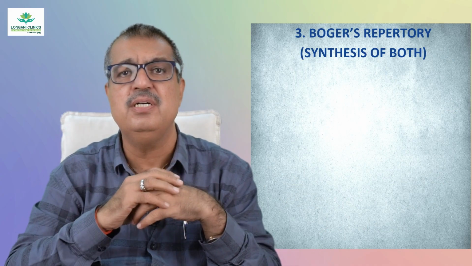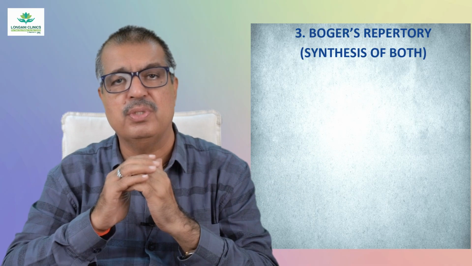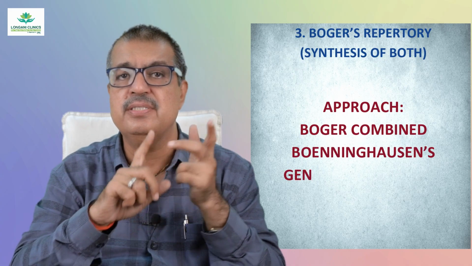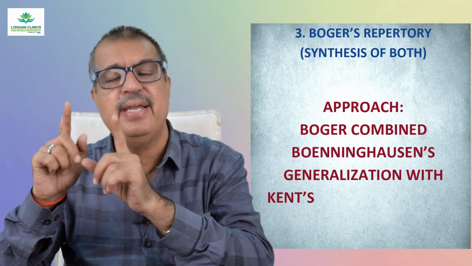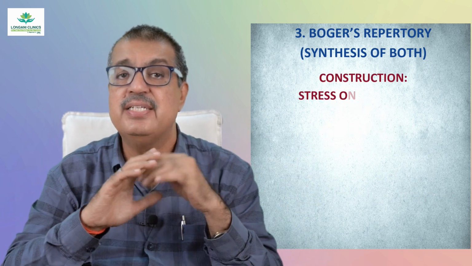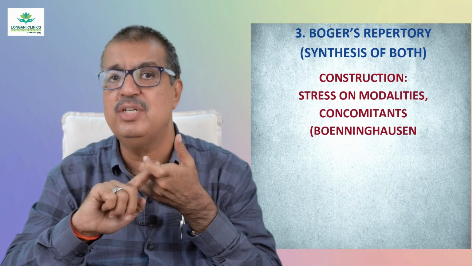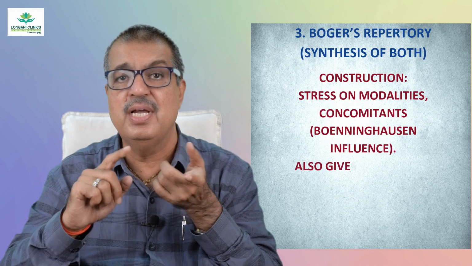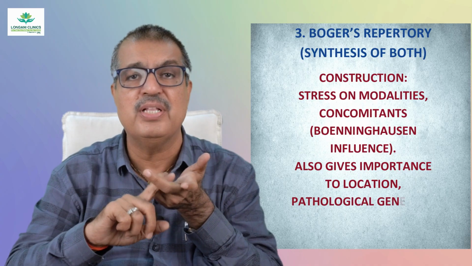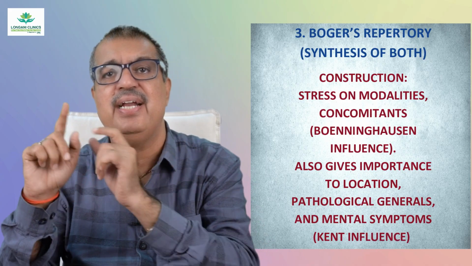The third one is Boger's repertory. Here you will find a synthesis of both. The approach is that Boger combined Boenninghausen's generalization and Kent's individualization. Now the construction part you will see. It stresses more on modalities and concomitants. Here you will find Boenninghausen's influence. Also, he gives more importance to the location, pathological generals and mental symptoms. Here you will find Kent's influence.